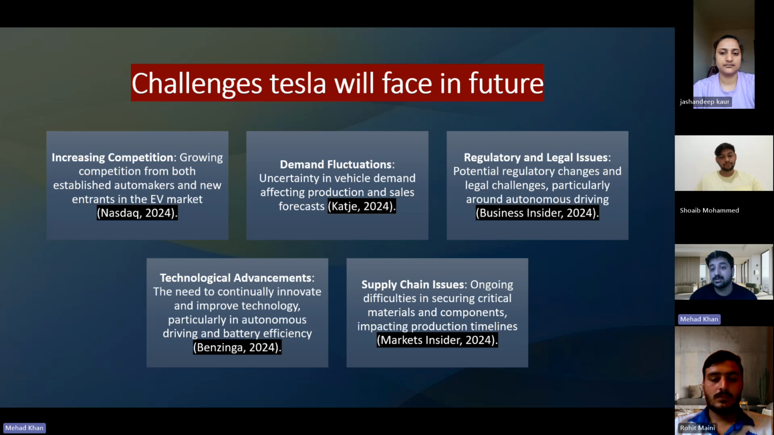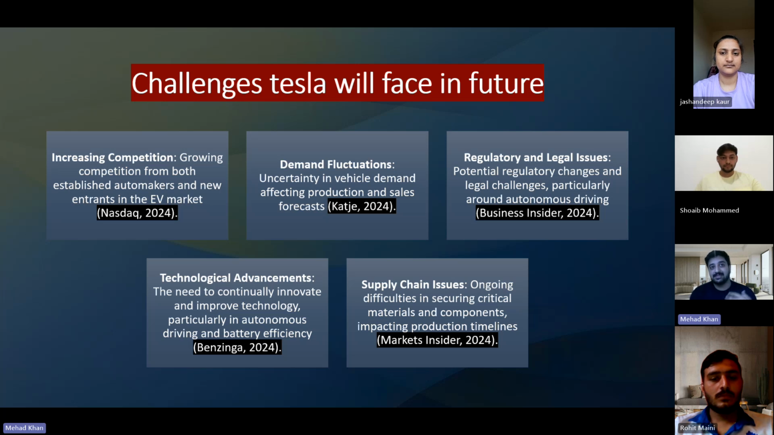So maybe in the near future, there is going to be competition for Tesla. So they have to be very sharp and innovative in order to maintain that monopoly in the market. Next is the demand fluctuations, like there is an increase in price and everything.